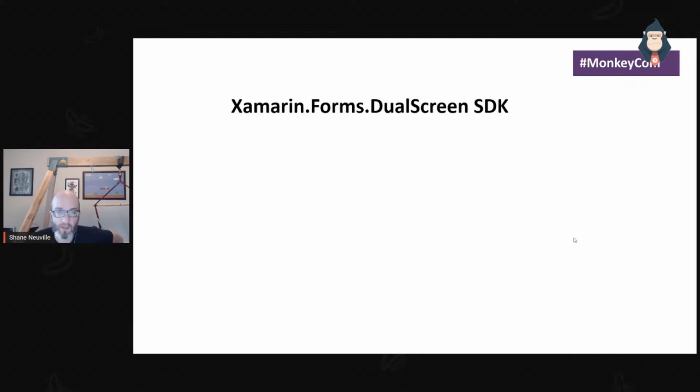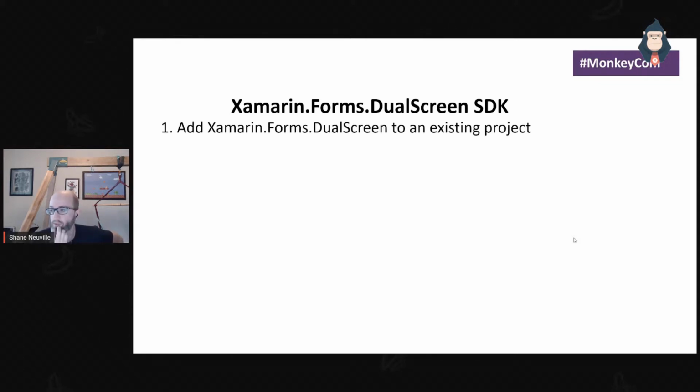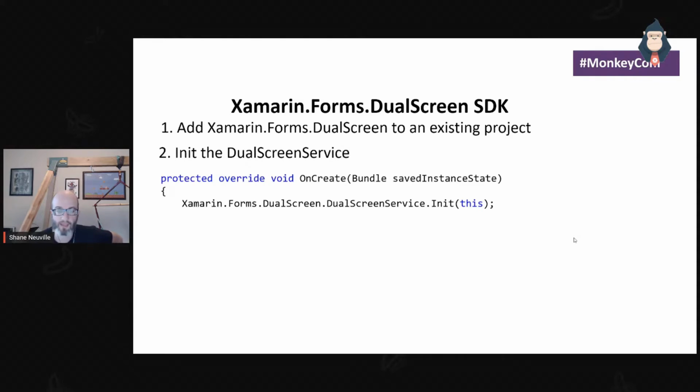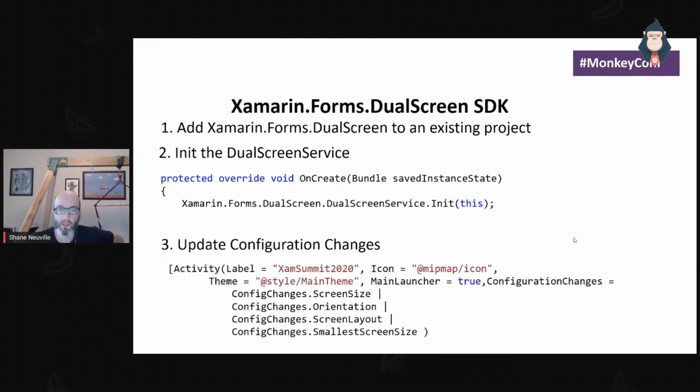So we developed this toolkit, the Xamarin.Forms dual screen SDK, which has a few different features. Basically, all you have to do is add the Xamarin.Forms NuGet to your project, init the dual screen service in your activity, which we're all used to when adding libraries, and then update your configuration file here. This is that idea with Android, where by default it'll always regenerate your activity. So this makes it so when you change positions on the dual screen, it doesn't regenerate your activity.